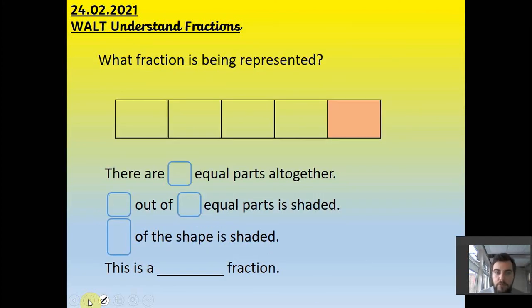So what fraction is being represented here? There are how many equal parts altogether? So we count, using the bar, imagine this is a bar of chocolate. How many parts are altogether? 1, 2, 3, 4, 5. So we've got 5 parts altogether. Then it asks for a fraction. What out of how many equal parts are shaded? And what percentage of the shape is shaded? And this as a fraction. So I'm going to pause there, have a think, and then we'll go through it together. Okay, off we go.